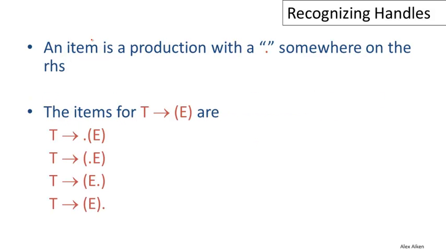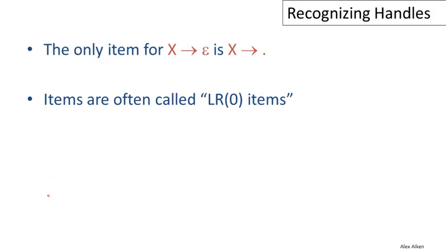The first definition we need is the idea of an item. Now, an item is a production that just has a dot somewhere on the right-hand side. So here's an example. Let's take the production T goes to open paren, E close paren. What we're going to do is put a dot in every possible position on the right-hand side. We'll have one item where the dot is all the way at the left end, one where the dot is all the way at the right end, and then items where the dot is between every pair of consecutive symbols. So in this case, there are 4 items for the production.